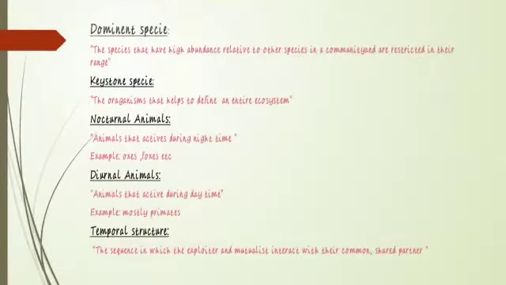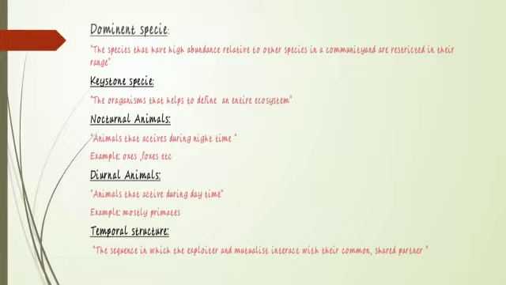What is dominant species? The species that have high abundance relative to other species in a community are restricted in their range. Keystone species, the organisms that help to define an entire ecosystem. Nocturnal animals are active during night, for example, owls, foxes, etc. Diurnal animals are active during daytime, for example, mostly primates are diurnal animals.